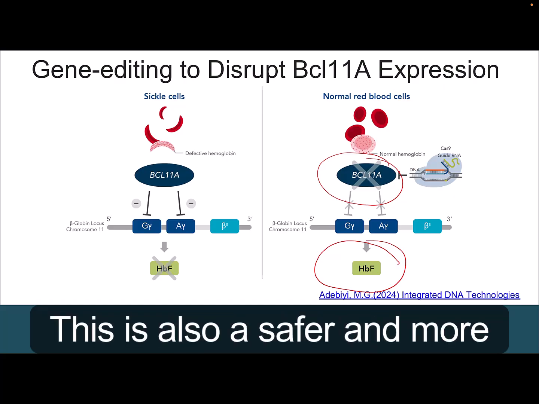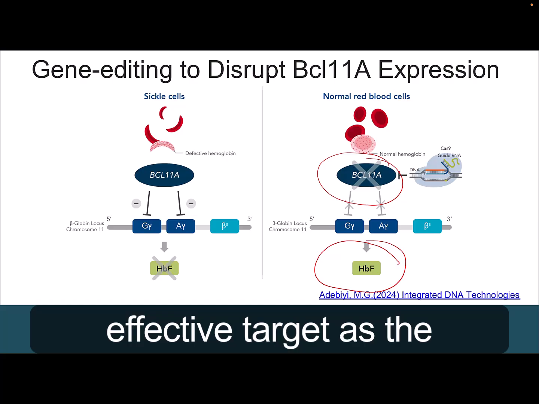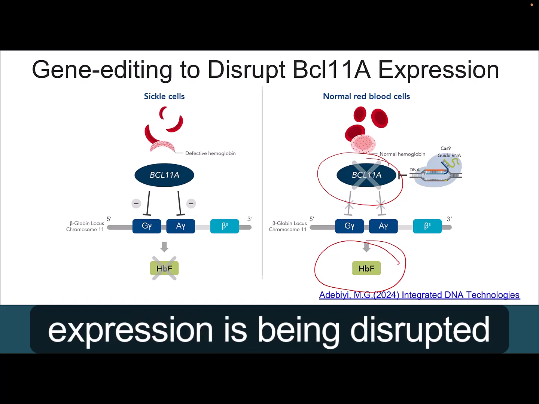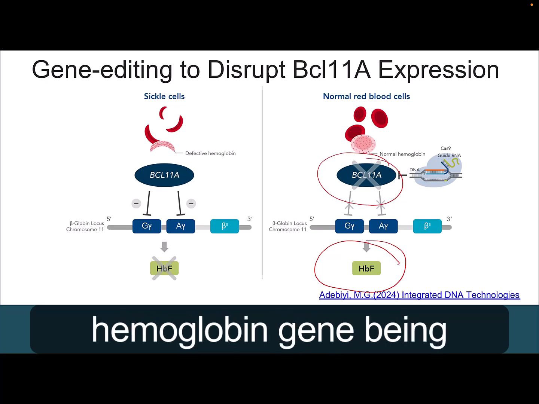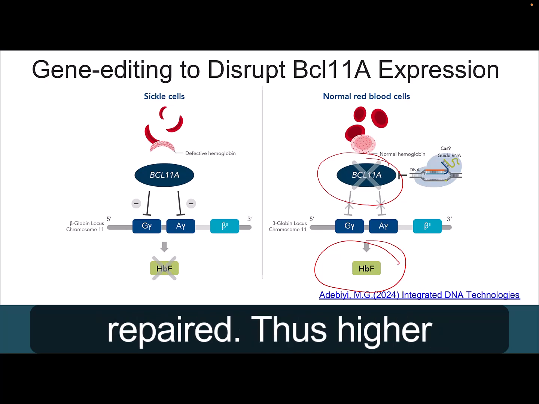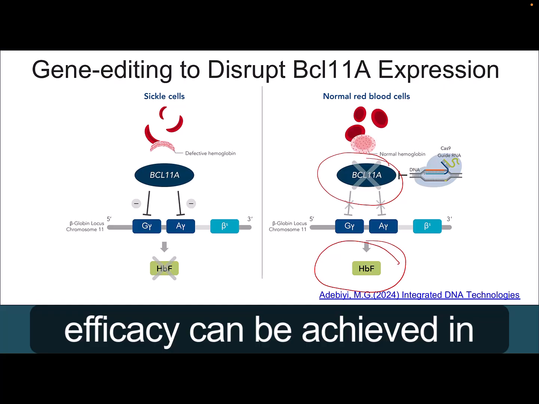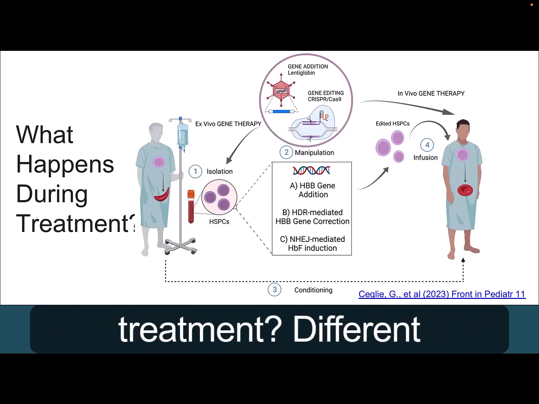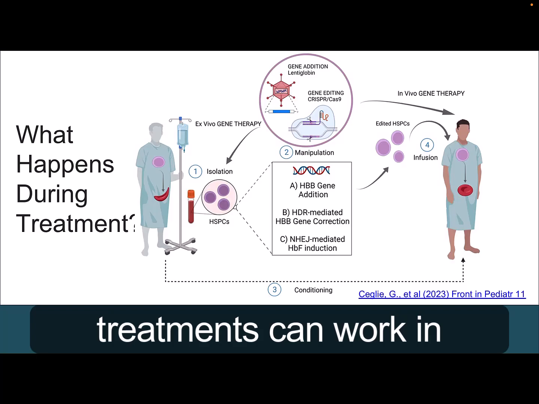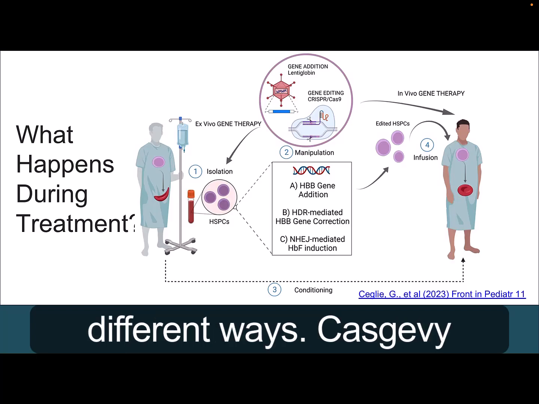This is also a safer and more effective target as the expression is being disrupted of the BCL11A protein rather than the beta hemoglobin gene being repaired. Thus, higher efficacy can be achieved in this process. So what happens to the patient during treatment? Different treatments can work in different ways.